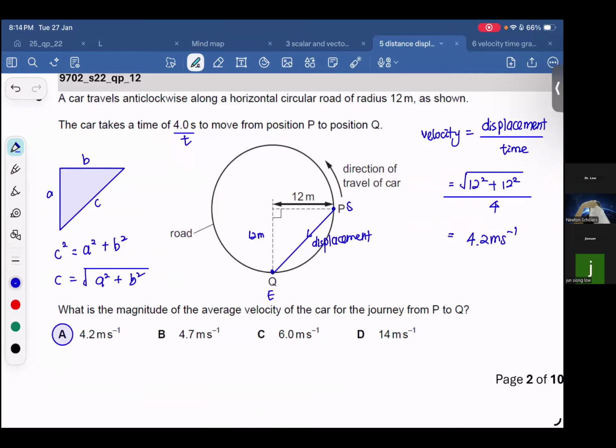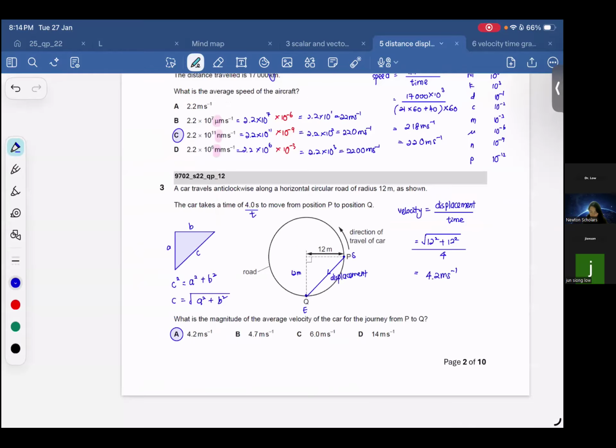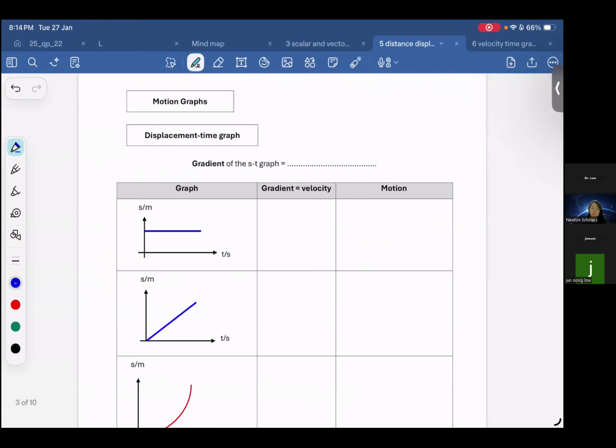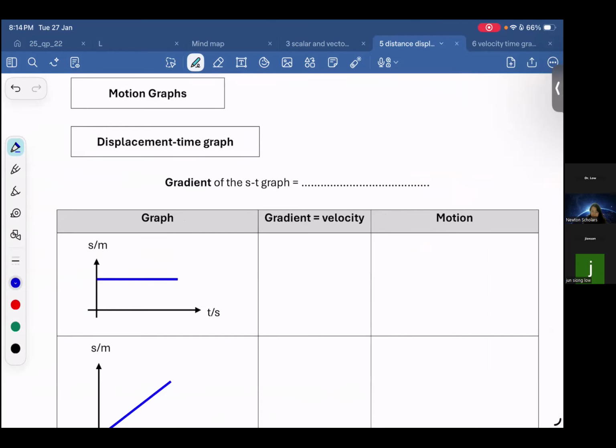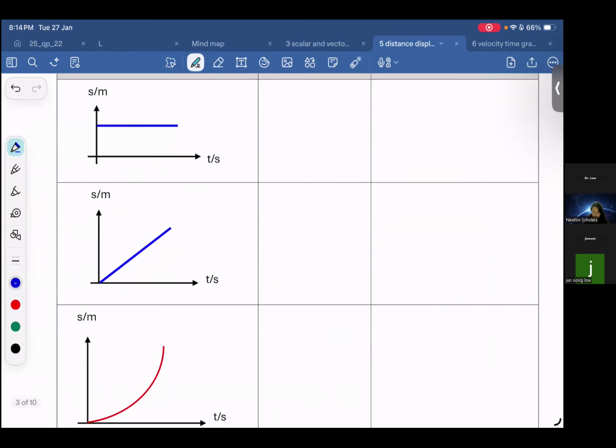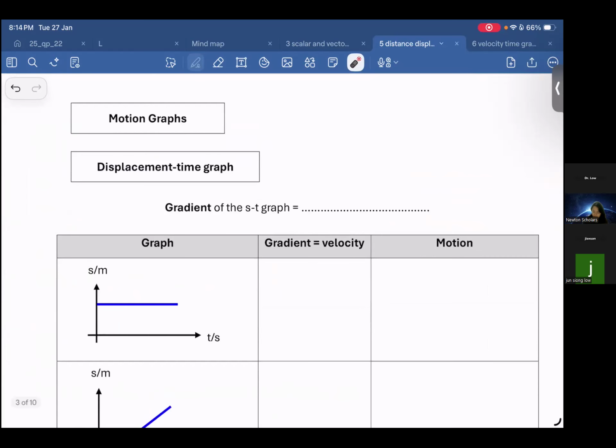Okay, boys and girls, we go to your next page. The next page is about graphs. Displacement-time graph. If we find the gradient, for example this second graph here, if we find the gradient, maybe I draw it here.